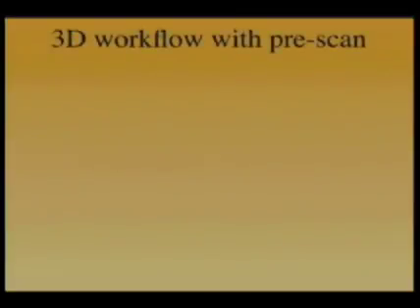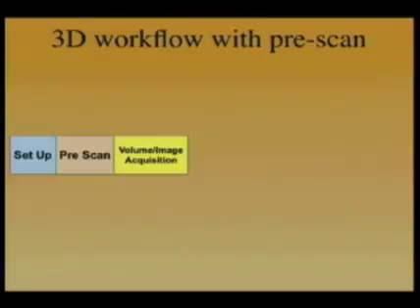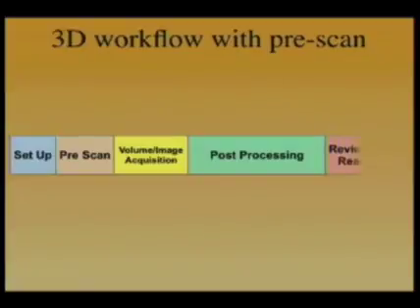So what I'm suggesting as a hybrid approach is what I call 3D workflow with pre-scanning, where you start off by setting up the patient as usual, doing a pre-scan of an area of interest that is real-time imaging with some clips to decide if the area is normal or abnormal, then doing some volume and image or clip acquisition, then doing the post-processing, and then the review and reading. And this would work best on an organ-by-organ approach.